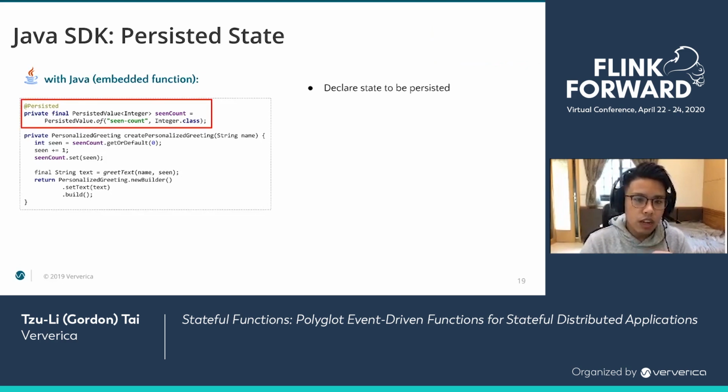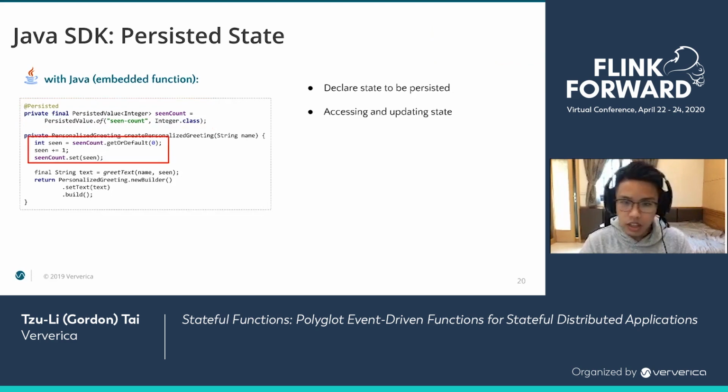Okay, so in this highlighted code, you can see how persisted state is declared as a field variable of the function's class. Now, when this function is loaded by the runtime, it will discover this declaration and then register the state to be managed for consistency and fault tolerance. From there on, you can access and update durable state as you would when working with a local field variable. Here we're only showing one type of state primitive called a persisted value, which is basically just a value.